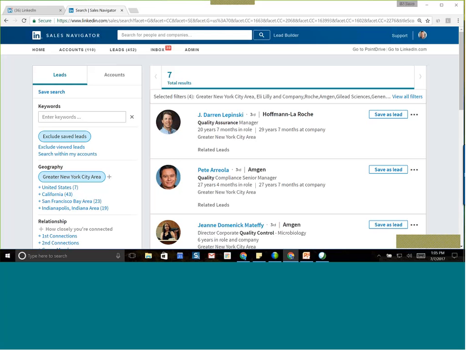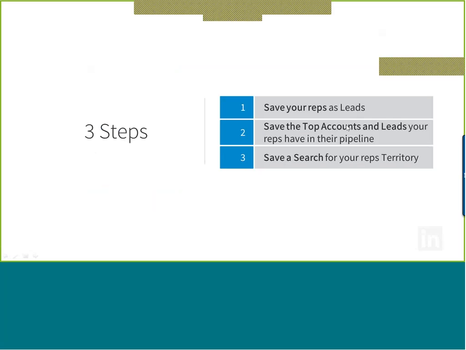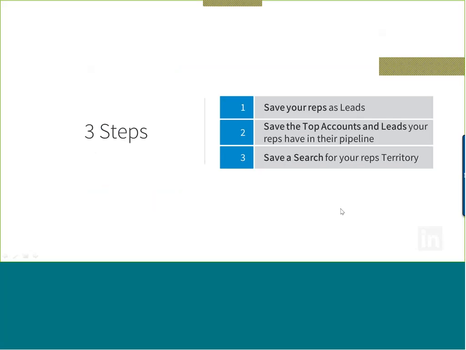So I hope this has been helpful for you. Again, just to reiterate, your steps, pretty easy. Save your reps as leads so that you see their activity and ultimately what they're doing on LinkedIn, and you can coach to that. Save their top accounts and their top leads as accounts and leads so that you can see all of the news stories and all of the updates about those accounts and about those leads and use that as a coaching opportunity.